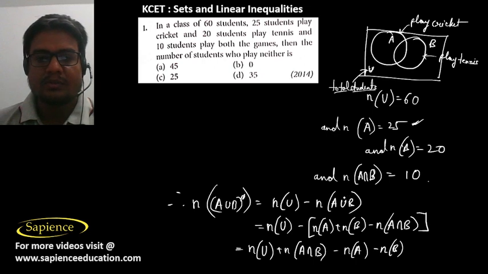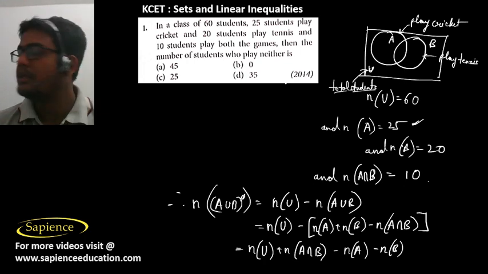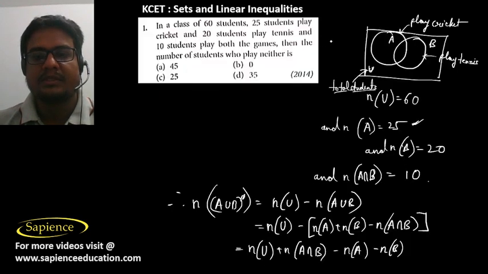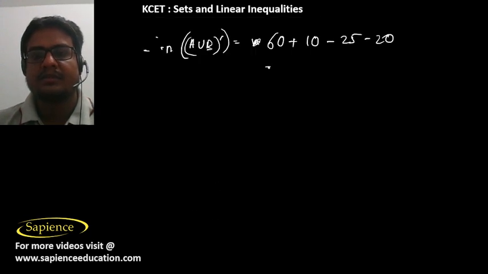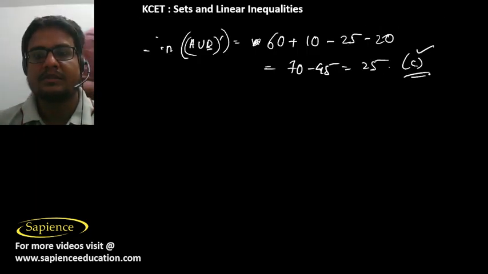Therefore n of A union B whole complement will be equal to n of U, that is 60, plus n of A intersection B, that is 10, minus n of A, that is 25, minus n of B, that is 20. So that will be 70 minus 45, which is 25. So option C is the correct answer.